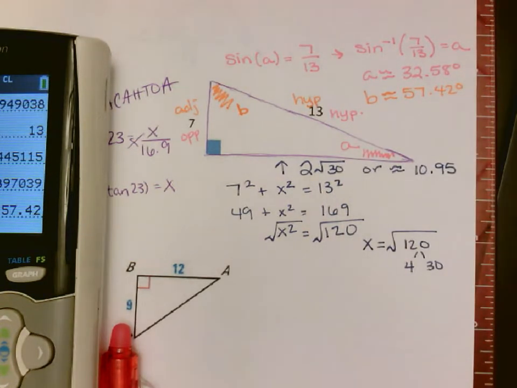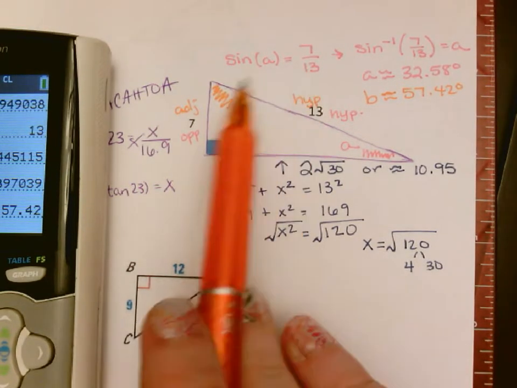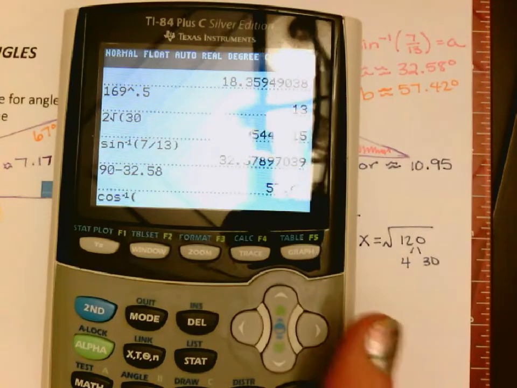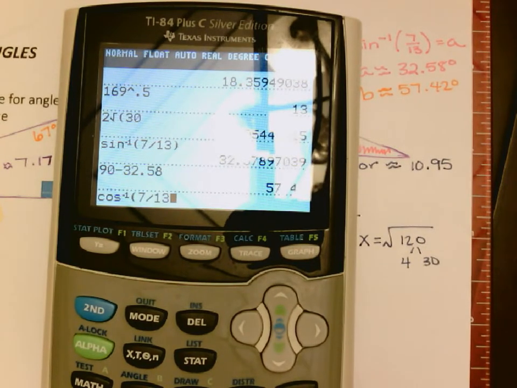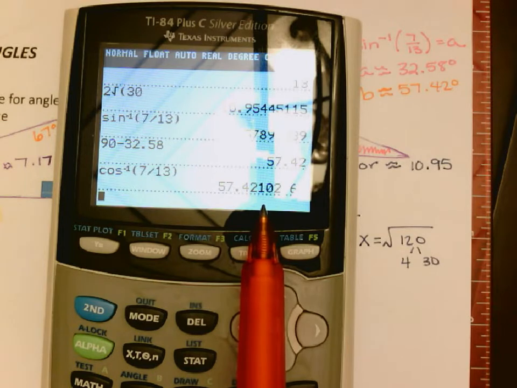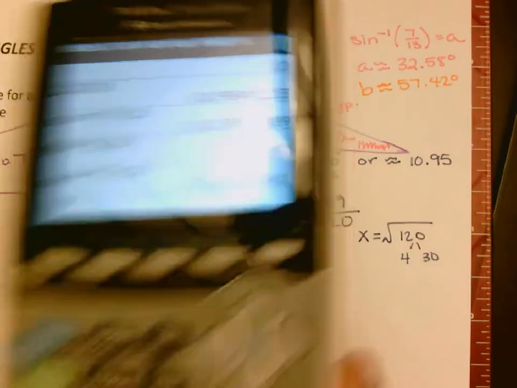Now, I could have done cosine inverse. If I did cosine inverse of this relationship, because adjacent over hypotenuse, so if I go second cosine, 7 divided by 13, I get roughly 57.42. So it's your choice if you want to do both. You don't have to. You can just do the triangle sum theorem.